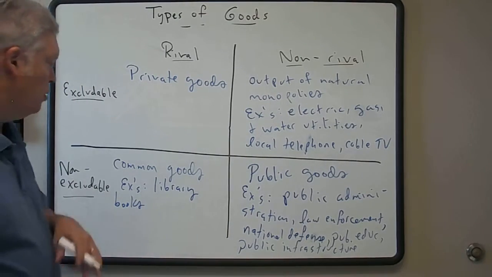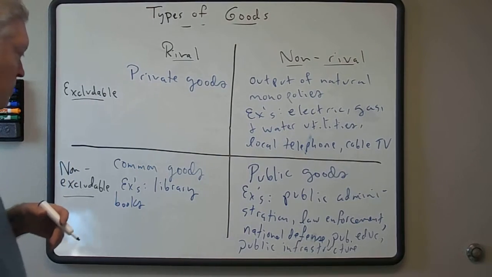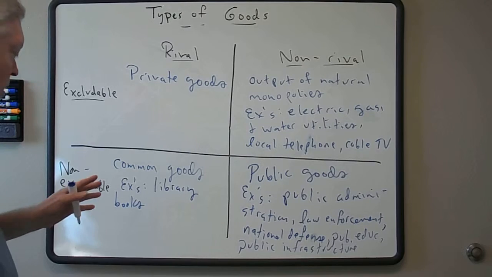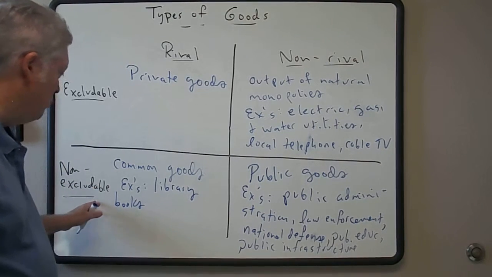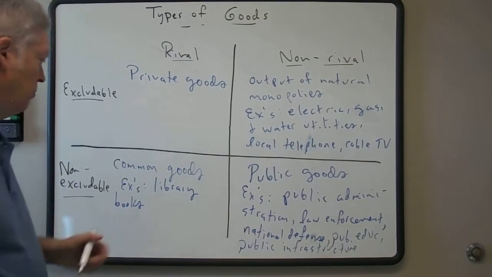If I check out a book, it's rival in the sense that I'm the only one using the book at a given time, and yet I didn't have to pay anything for that particular good. And so as a result, there's the free ridership element. And then when I bring the book back, someone else can have it, and it becomes rival to them.